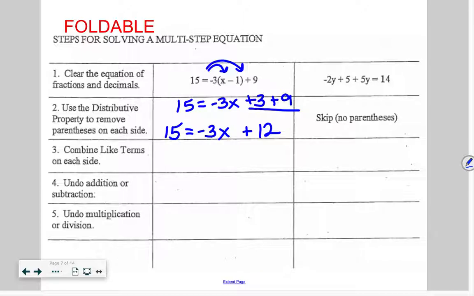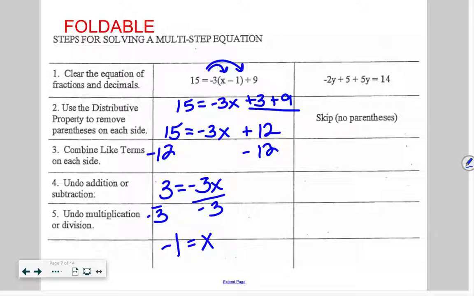What are we going to do now to get x on the side by itself? Subtract 12. 15 minus 12 is 3. And that's going to equal negative 3x. Now what are you going to do to get x on a side by itself? Divide by negative 3. So positive 3 divided by negative 3 is negative 1 equals x.